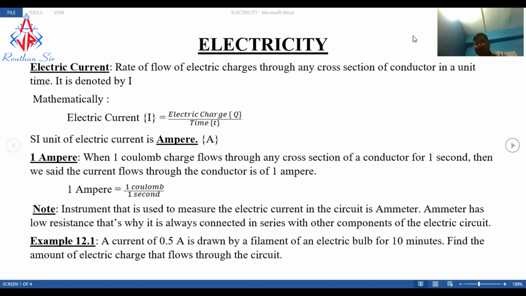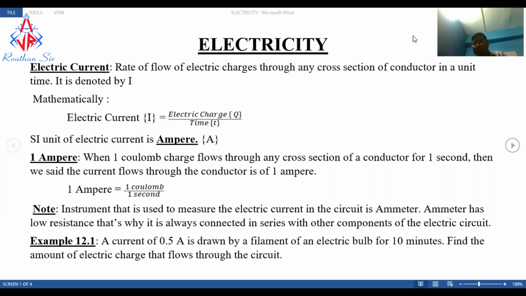Now we come to the definition; it is denoted by I. Mathematically, electric current is equal to electric charge upon time. Regarding the SI unit of electric current, that is ampere, and it is denoted by capital A. Now the question arises, what do you mean by 1 ampere? When 1 coulomb charge flows through any cross section of a conductor for 1 second, then we say the current flowing through the conductor is 1 ampere. 1 ampere is equal to 1 coulomb upon 1 second.